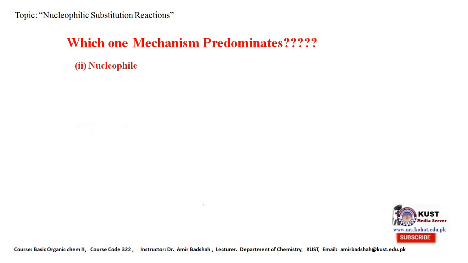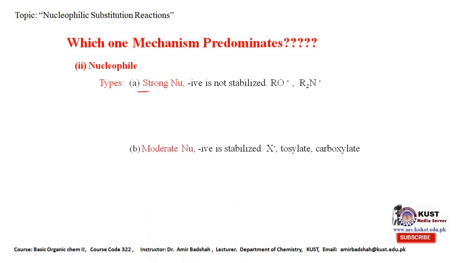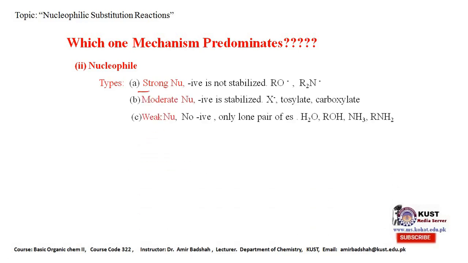The second deciding factor is the nucleophile. There are three types of nucleophile. One is the strong nucleophile, the second is the moderate nucleophile, and the third is the weak nucleophile.